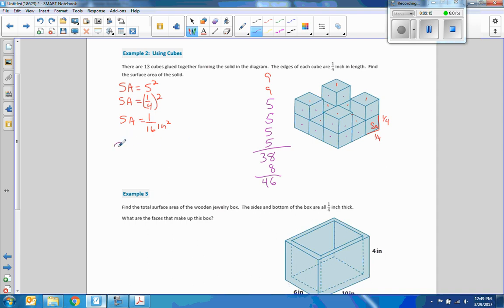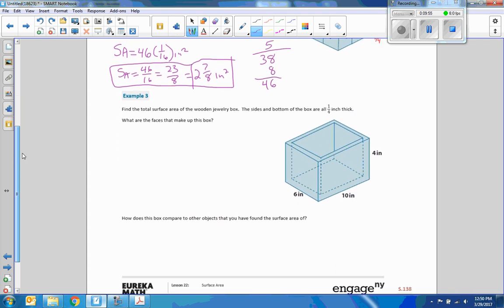So now the surface area of this whole thing is going to be the number of square faces times the square inches per face. Okay, and that's going to come out to be 46 over 16, which equals 23 over 8, and 8 goes into 23 2 times. It's the remainder of 7, so it's 2 7/8 inches squared is the surface area. There's my answer, 2 7/8 inches squared. Yikes. They're not making this easy, are they?